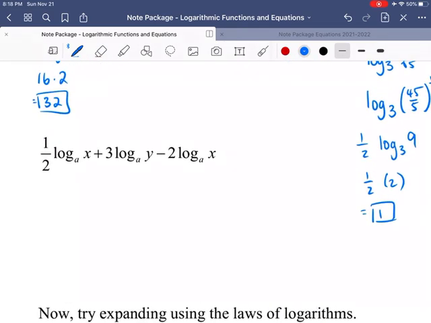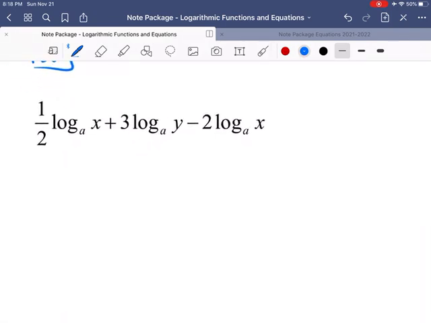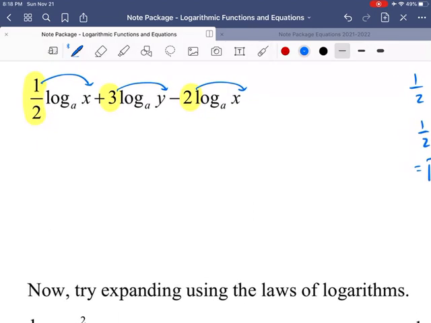All right, when we have three different logs, we can still use the log rules. So the first thing we should do is to get rid of these coefficients, and we can do that by bringing them back up as exponents there. So the first one is going to simplify to log a of x to the half, plus log a of y cubed, minus log a of x squared.